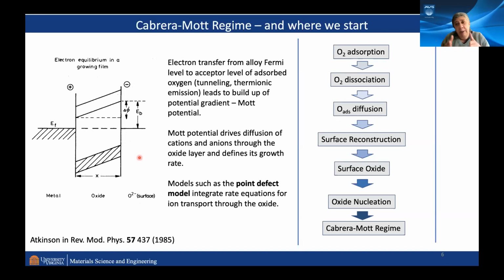However, where we play our playground, and this is AVS, you want to look at surfaces and interfaces and all of that, is actually what's shown on the right-hand side. So we look at the moment when our oxygen adsorbs at the surface, oxygen radical diffusion, you have surface reconstruction, surface oxide, nucleation of the bulk type structurally oxide, and then we move into that Cabrera-Mott regime, at which point we're not as interested anymore.